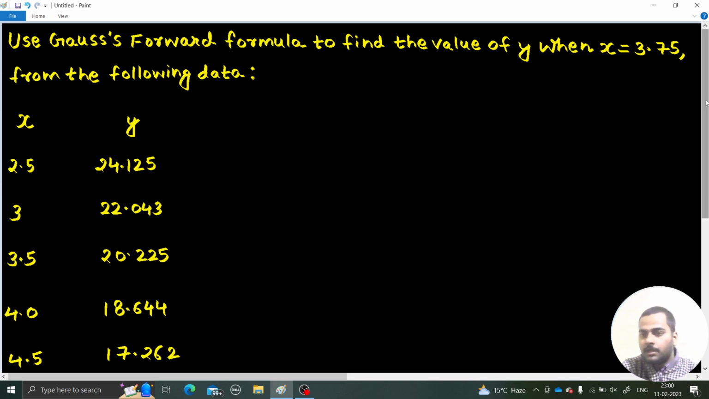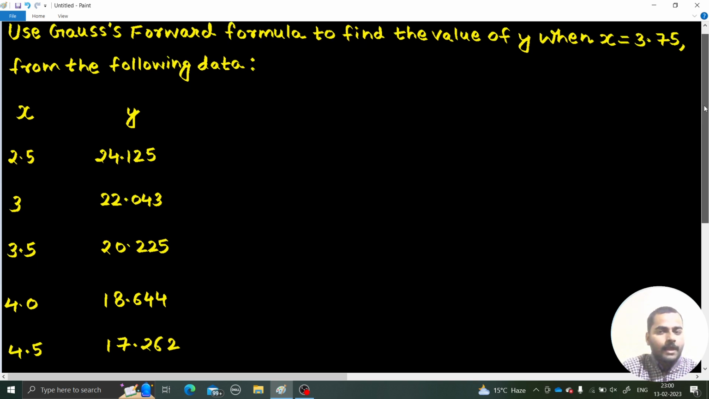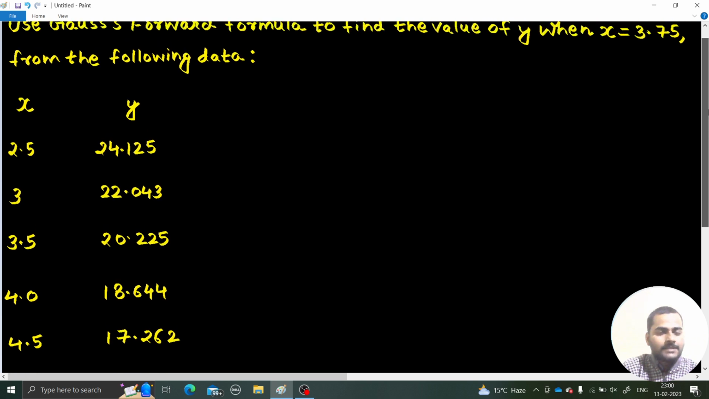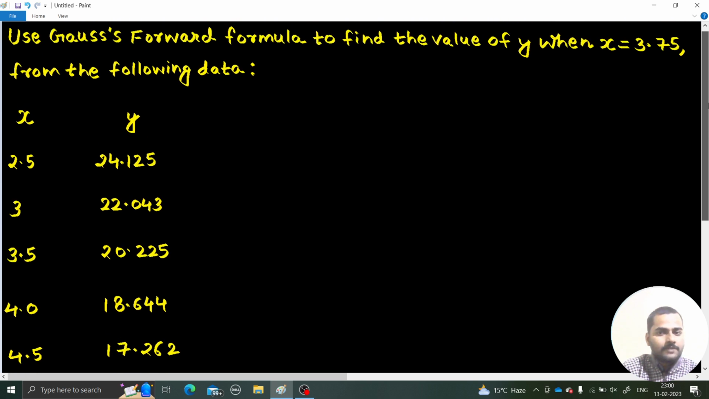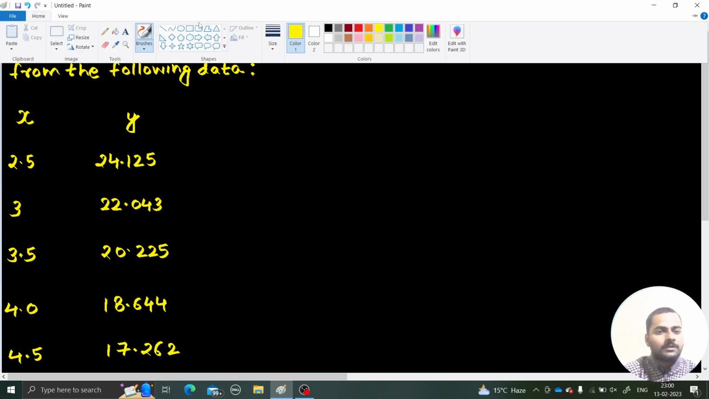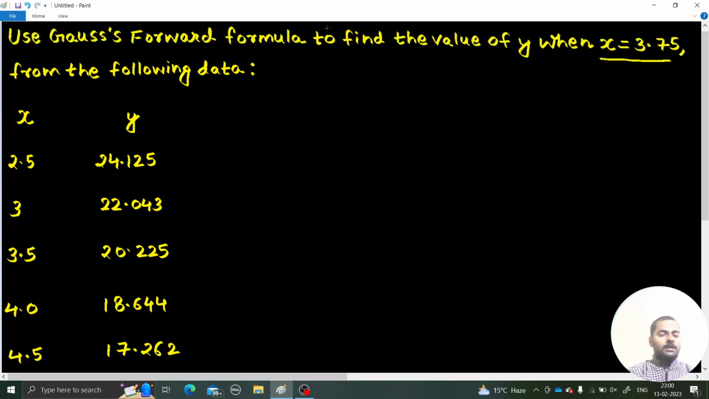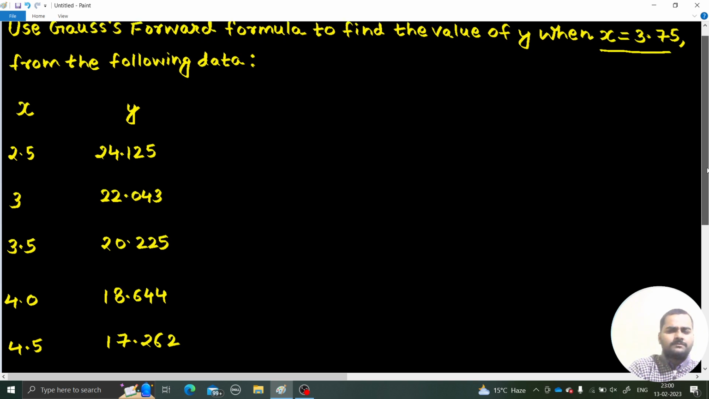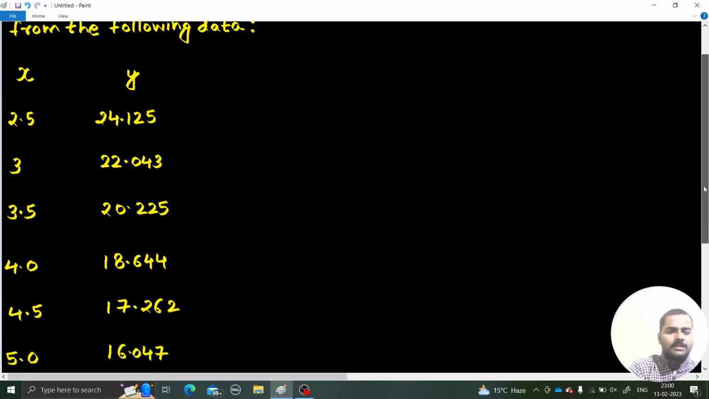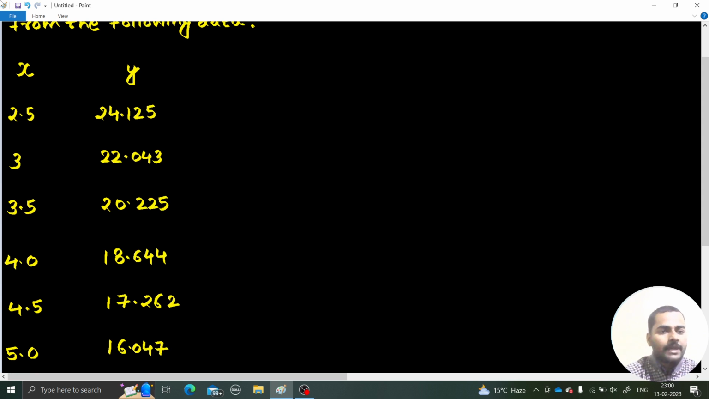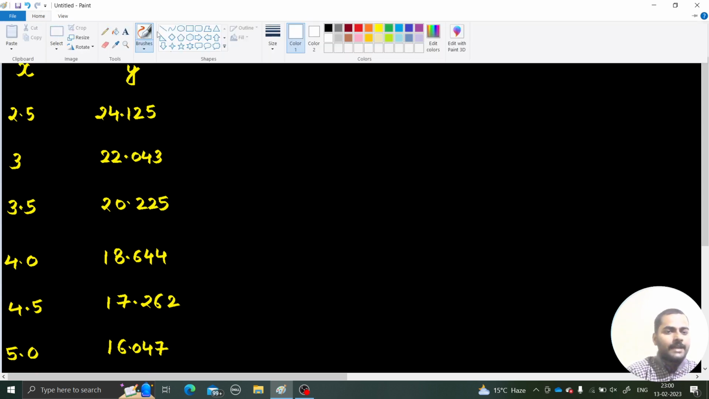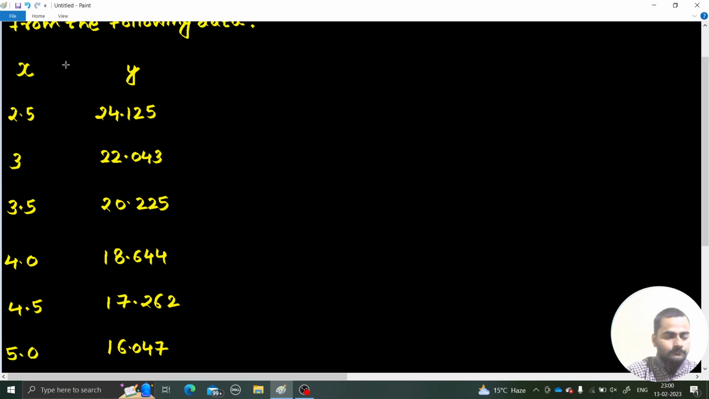So here, as you can see, we have been given the x values, and corresponding to that the y values are given. You need to find the value of y when x is 3.75. So let's create the table. The table is created the same way as the difference table we used to make earlier. So let's make that. First of all, make some partition.